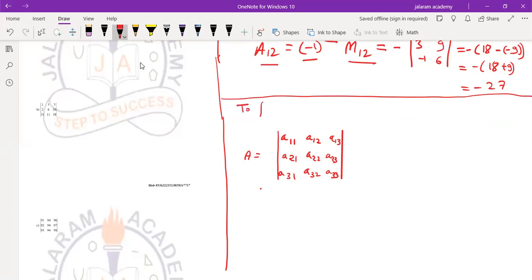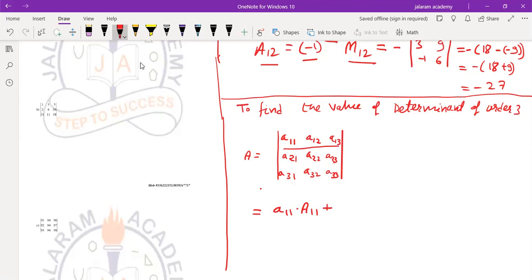So we are learning to find the value of a determinant of order 3. Remember, we will multiply an element A11, one element of first row, first column, with its cofactor C11. Then the same row will be taken: A12 into C12 plus A13 into C13. This will be the value of the determinant.